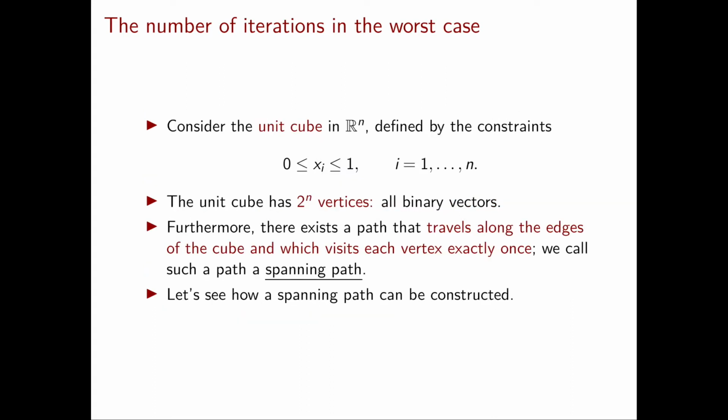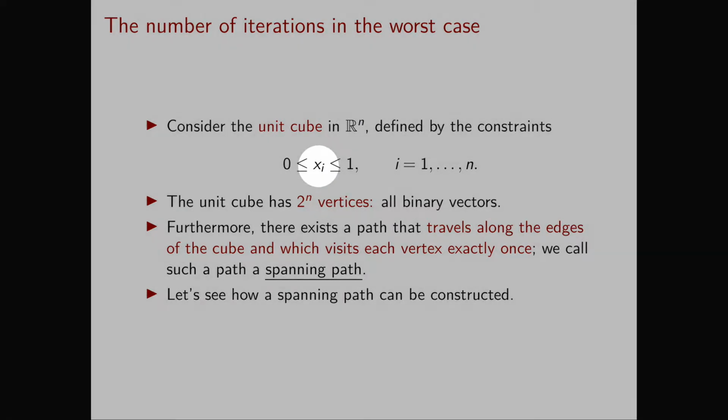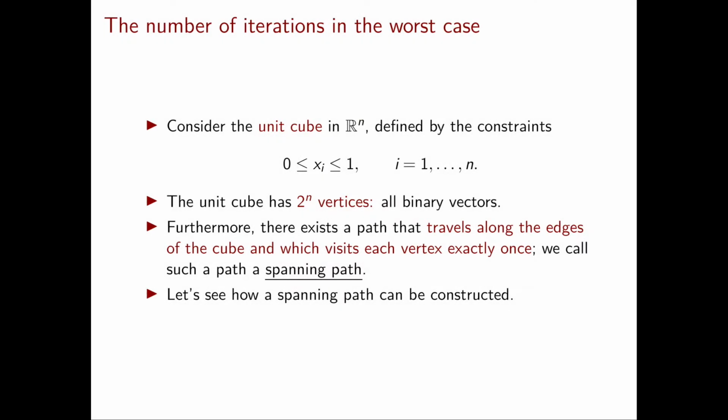In order to describe such a polyhedron, we start from the unit cube in R^n. The unit cube already has many of the characteristics that we want in our polyhedron, but not really all of them. So later on, in a few slides, we will slightly modify such a unit cube. But for now, let's just focus on the unit cube in R^n, which is defined by the constraints x_i between 0 and 1 for every i.